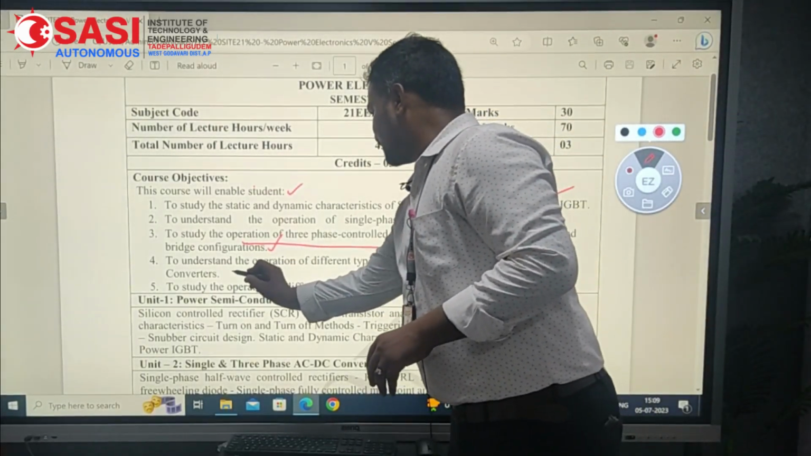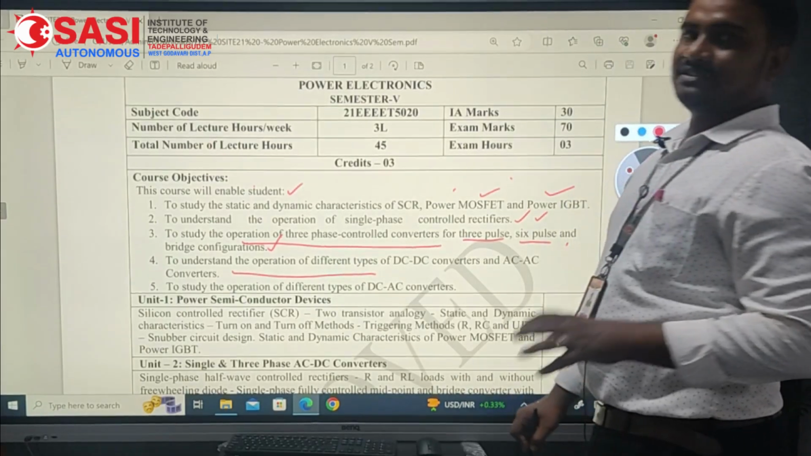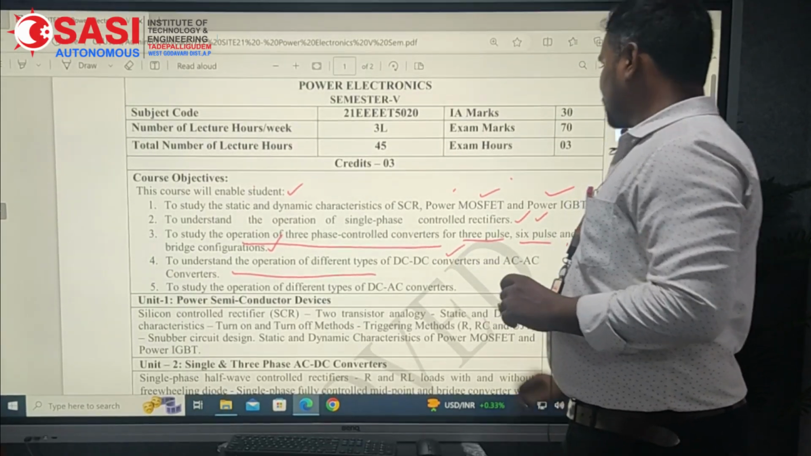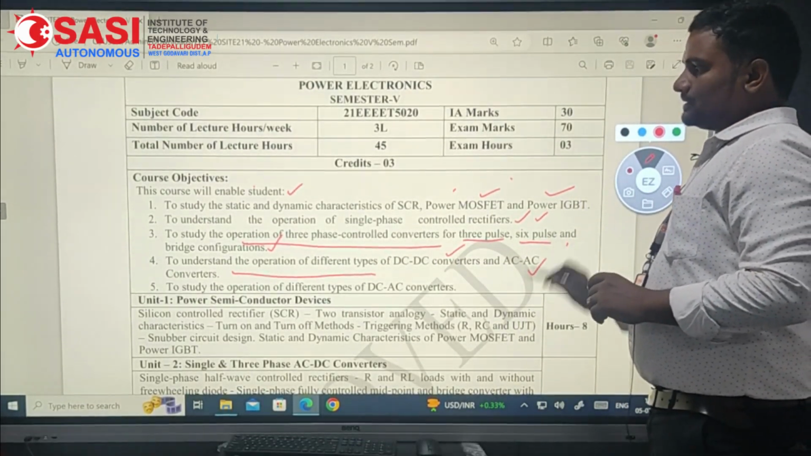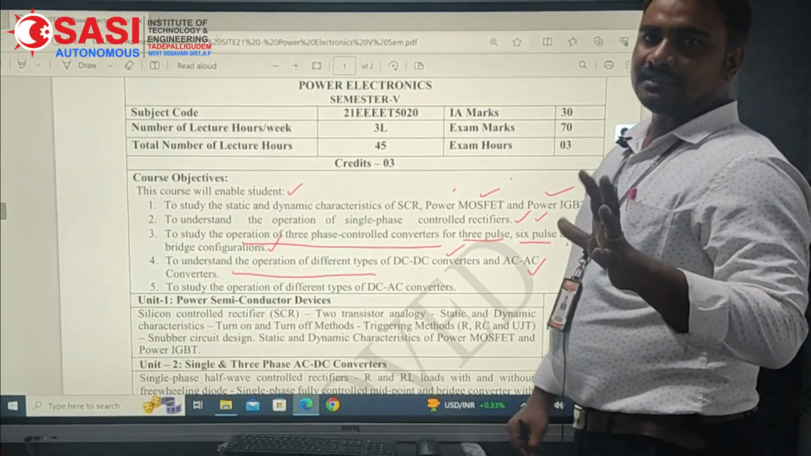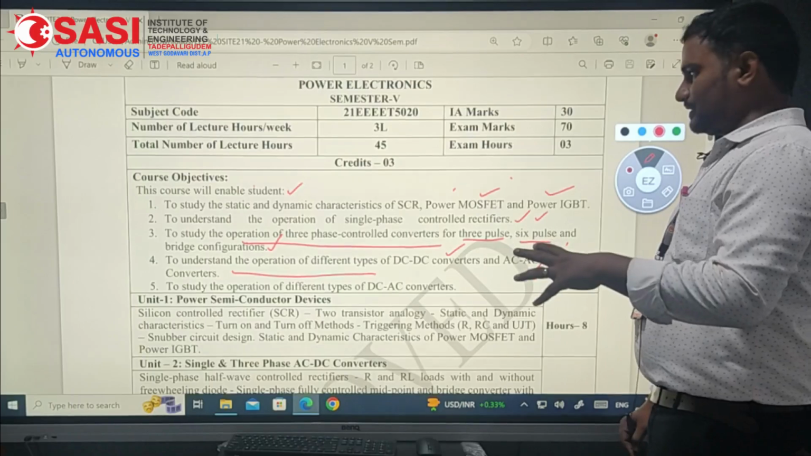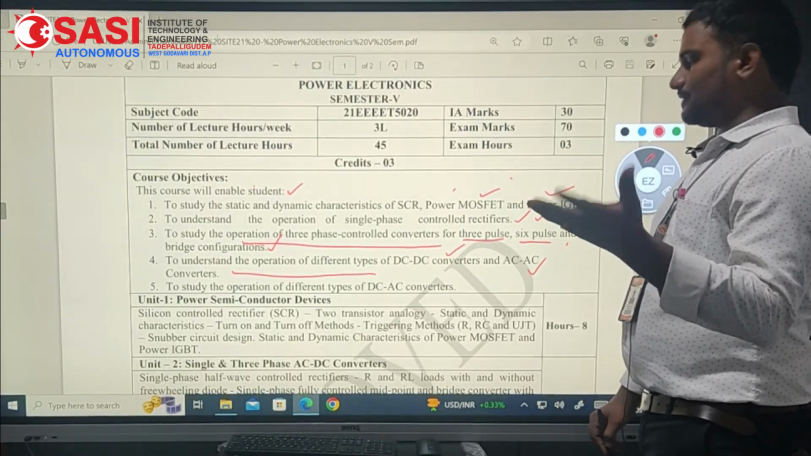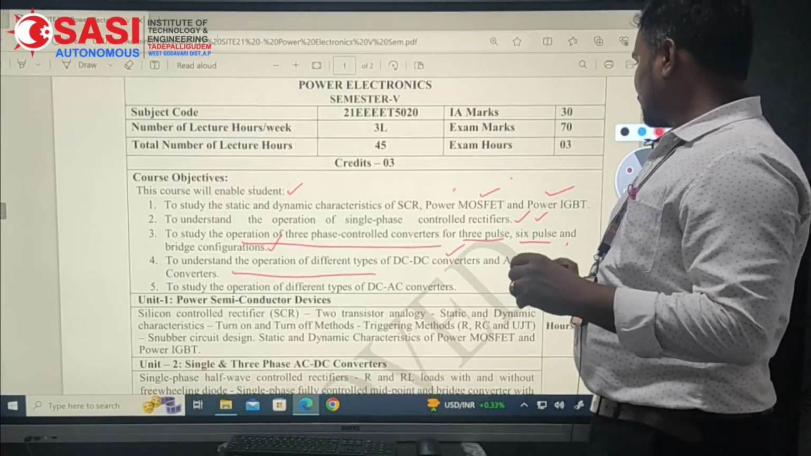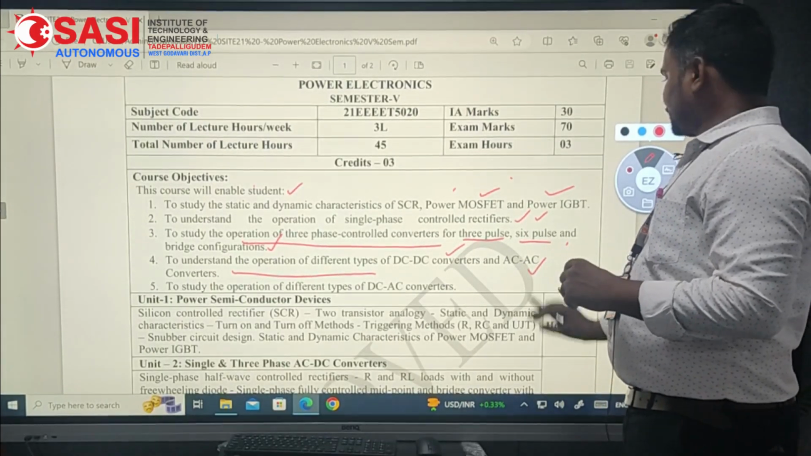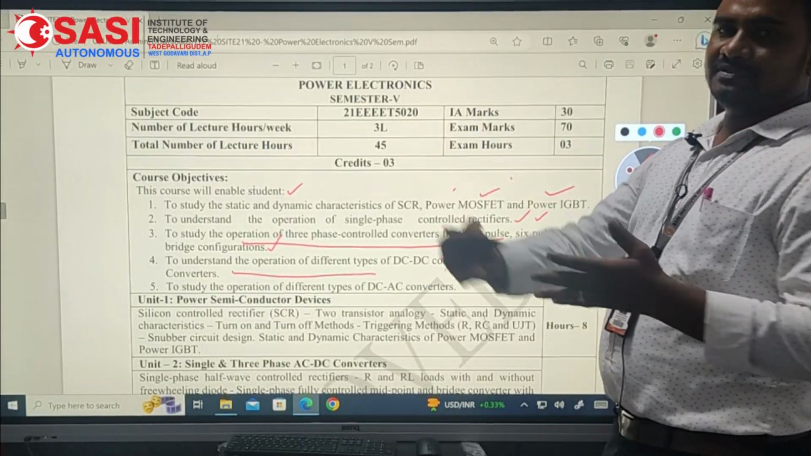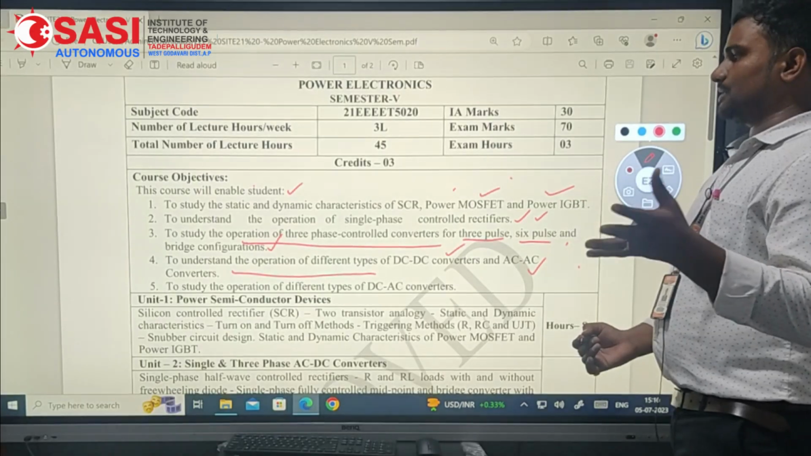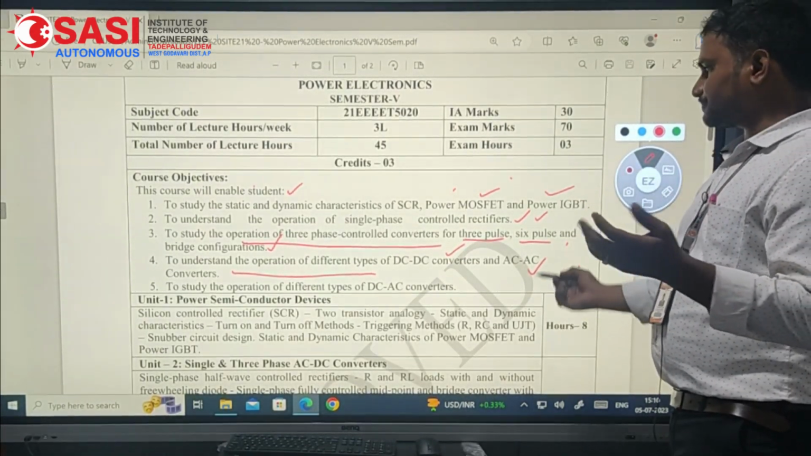Here we are going to understand the operation of the different types of DC to DC converters. Here also 2 modules are involved. One is DC to DC converters and another one is AC to AC converters. The first module indicates that a fixed DC is converted into variable DC by changing the time periods. That means we can change the on time or off time of the pulse. When we come to the other module, that is AC to AC conversion, here the fixed AC is converted into variable AC by different AC voltage controller circuits or regulator circuits.